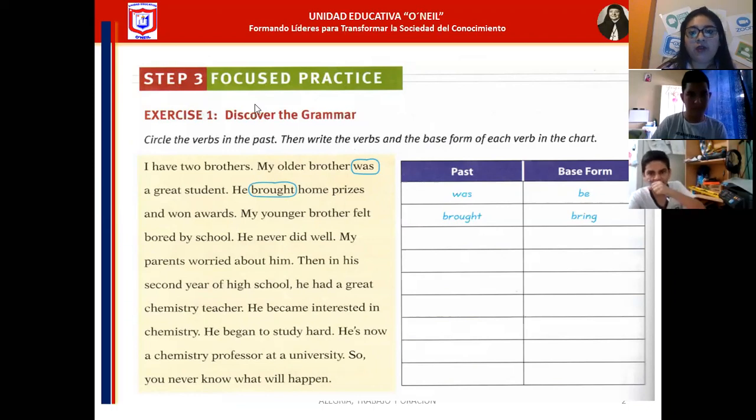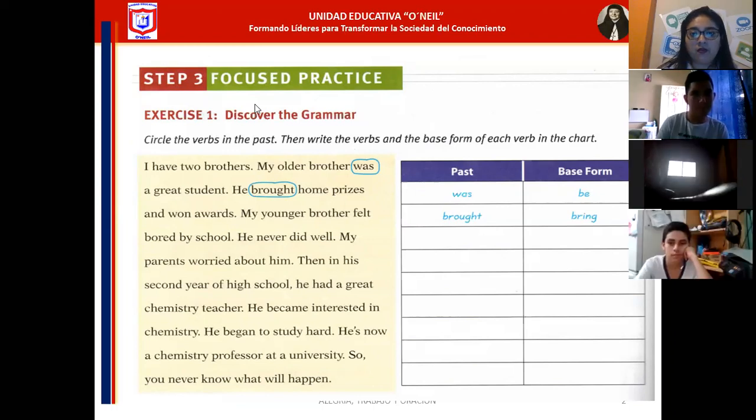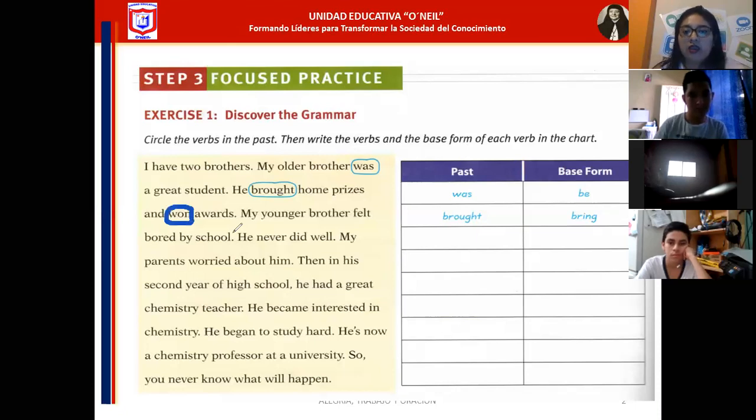Aquí hay otro verbo. ¿Qué verbo será in this sentence? Si dice won. Aquí, miren, aquí hay otro verbo in past tense. Won. This verb. Okay, primero los vamos a encerrar en un circle y then write in the chart. Okay, the other verb, my younger brother felt bored by school. And what is the verb in this sentence?